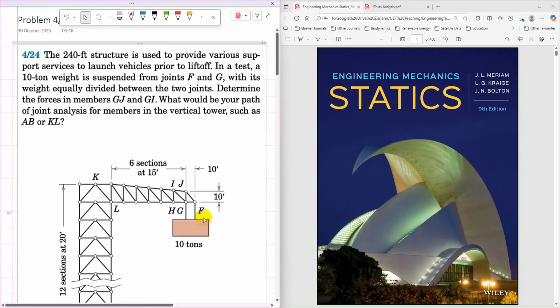So to start with, to find the member forces in GI and GJ, it is possible to start with either the method of joints or the method of sections, because by passing a section cutting IJ, IG, and GH, it is possible to start solving it, and then for GI the method of joints can be used. So this problem can be solved either by the method of sections or by the method of joints. I'm going to solve it using the method of joints.